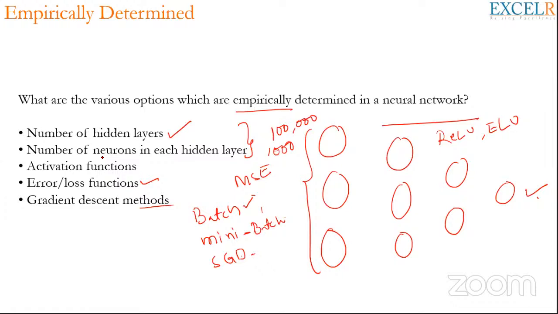Again, these are called hyperparameter tuning, and we have to identify them empirically. And also the learning rate, that is eta. This also we have to identify empirically. This would be between 0 and 1.